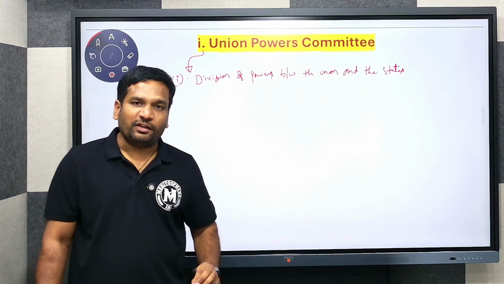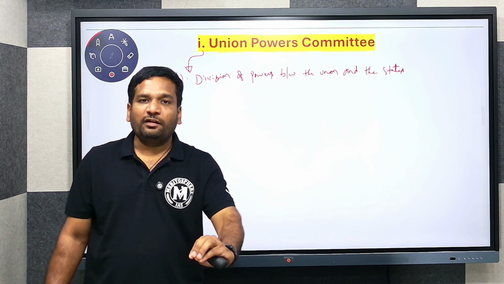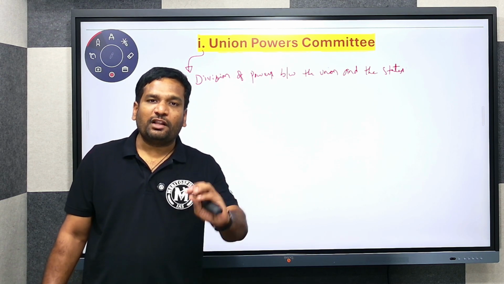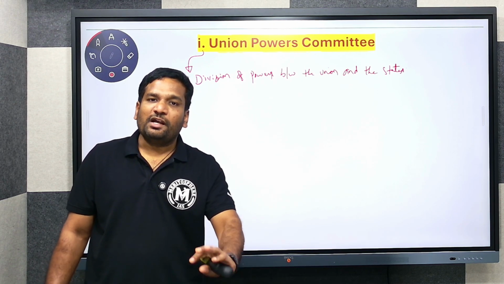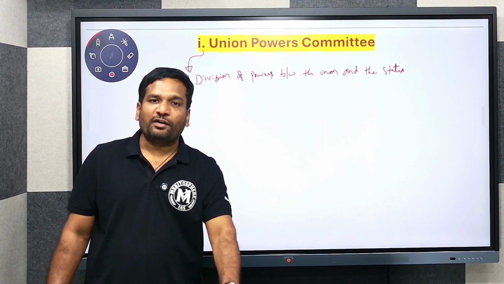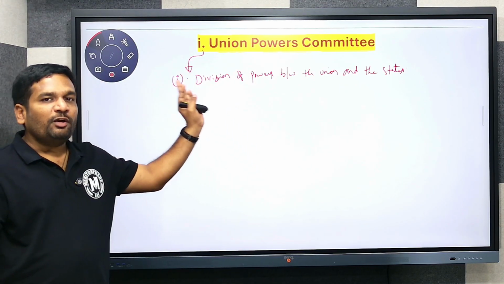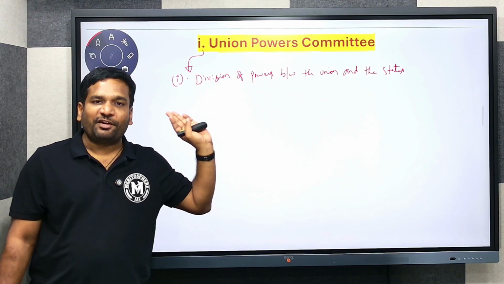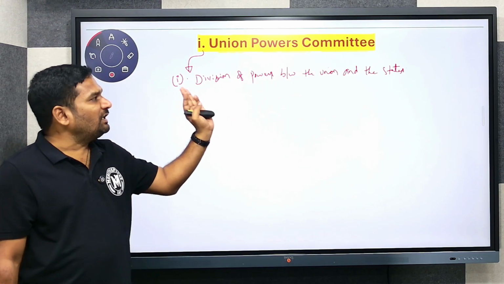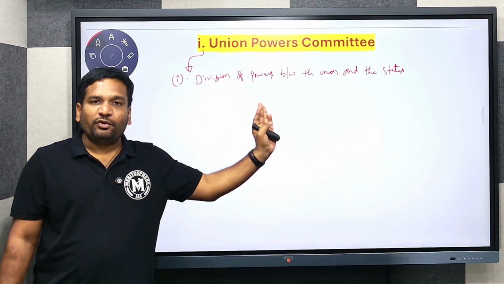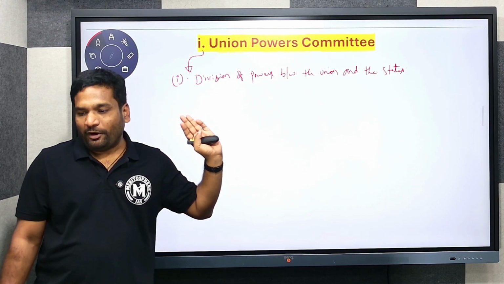So we are going to look into this under Unit 3, salient features of the Indian Constitution. There we are going to delve into what federalism features the Indian Constitution contains, and what unitary type of features it contains. So for the time being, here the Union Powers Committee under the presidentship of Jawaharlal Nehru was tasked with the division of powers between the Union and the states. Got my point?